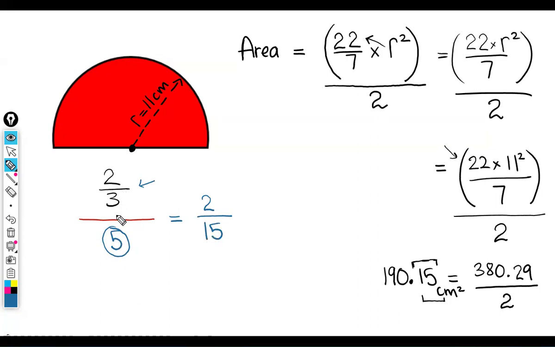Whenever you divide a fraction by a whole number, all you have to do is take the denominator on top and multiply it by the whole number underneath. So you're just multiplying the 3 and the 5. So the answer is 2/15. There's a little shortcut in maths. There's a long way to work this out, but I guarantee you, you will get 2/15.